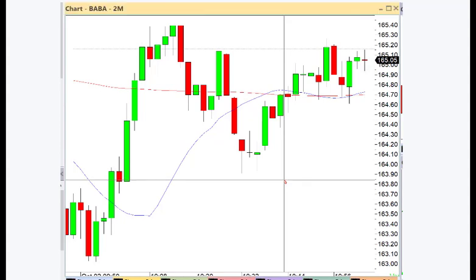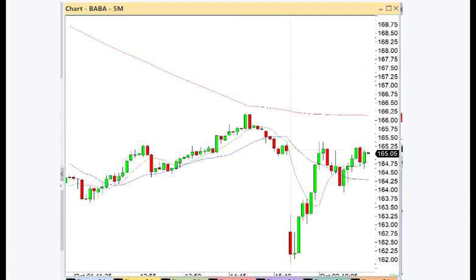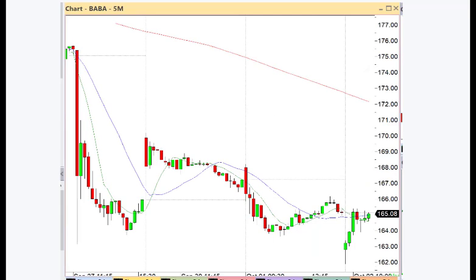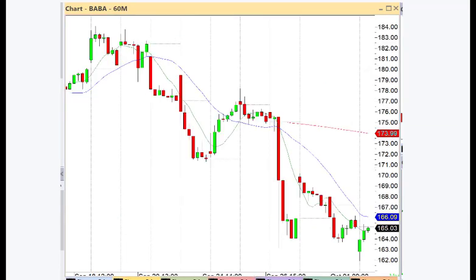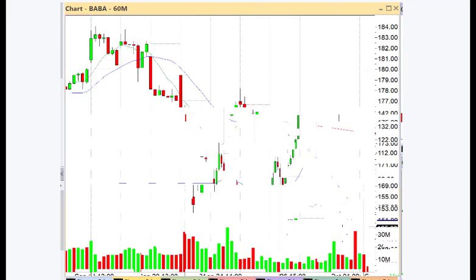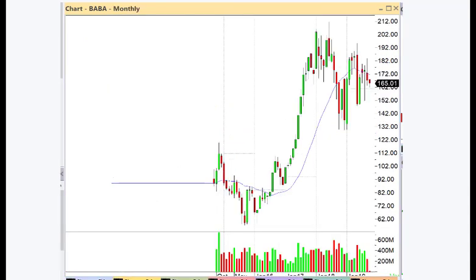Now, we are in control of where the individual separations occur. This chart is separating the market's flow into 2 minutes. Of course, I can move that to 5 minutes. Now I've got 5-minute separations. Here is a separation every 15 minutes. A separation every 60 minutes. A separation every day. A separation every month. All right?